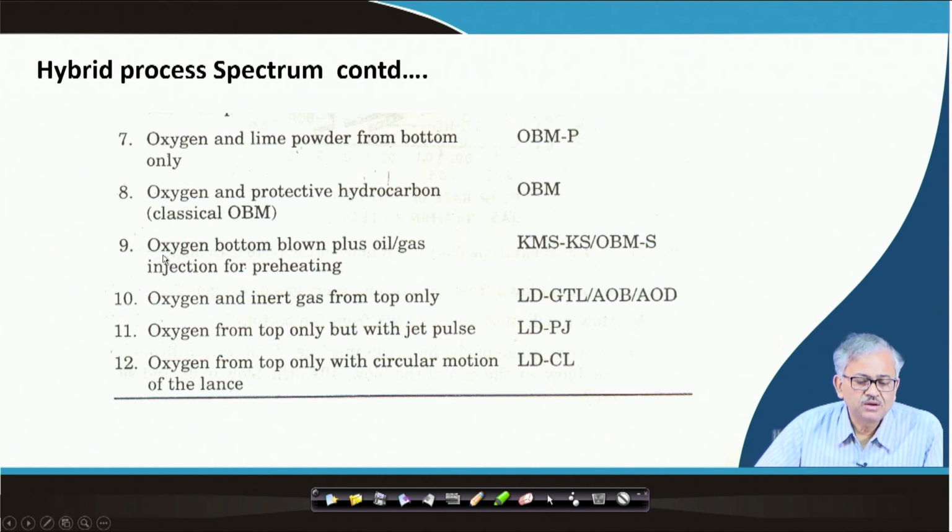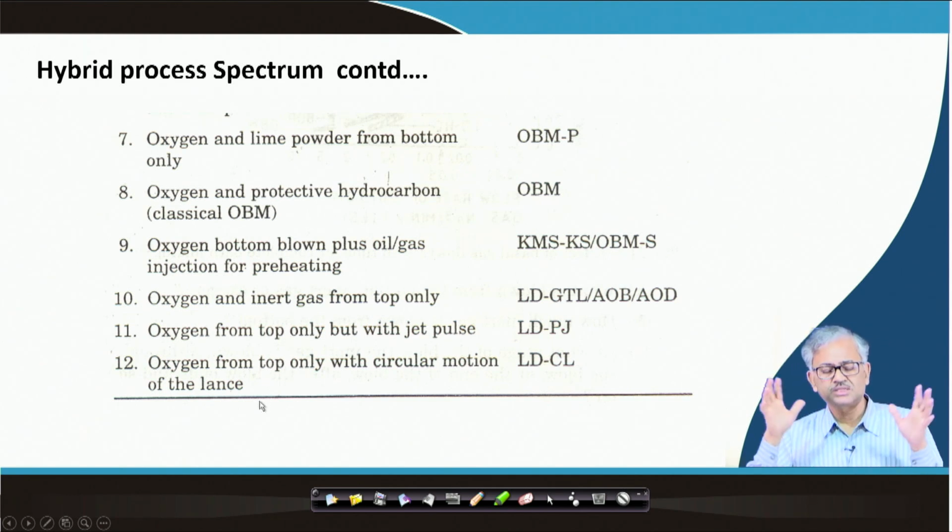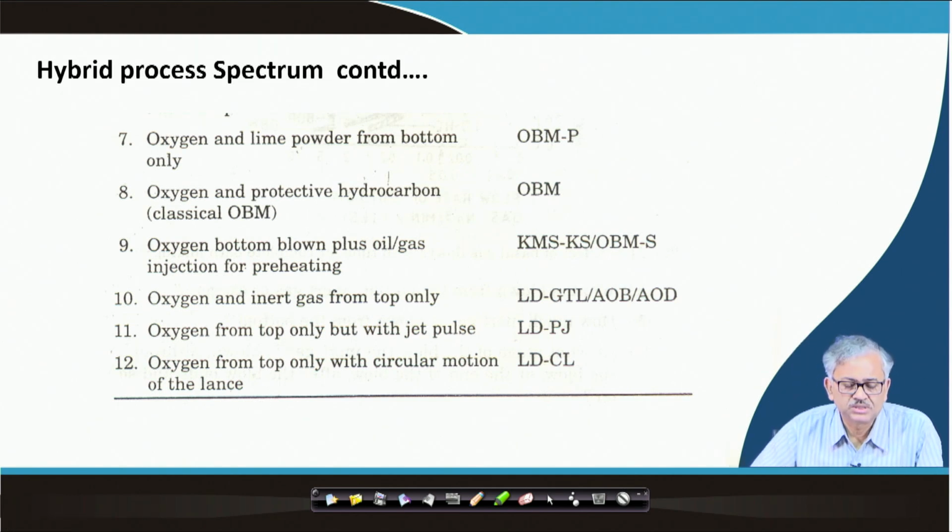And then a little variant of the OBM process is oxygen and lime powder from the bottom. You can use the lime powder also, and then with oxygen bottom blown, you can do oil and gas injection. Then oxygen and inert gas from the top only, oxygen from the top only but with the jet pulse, then oxygen from the top only with the circular motion of the lance. So, there are various process variants of this hybrid process.